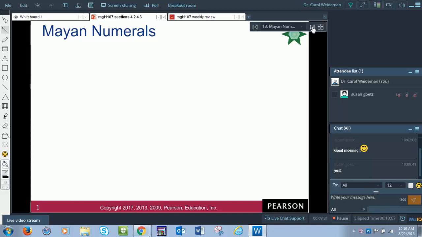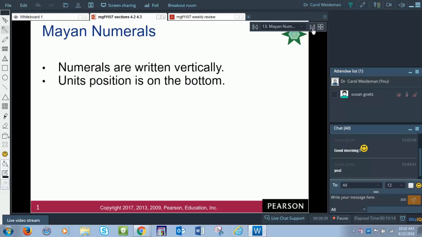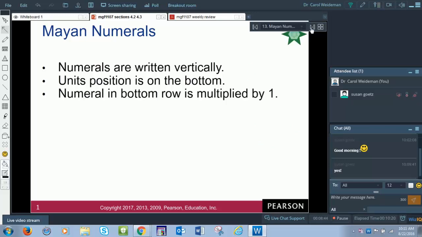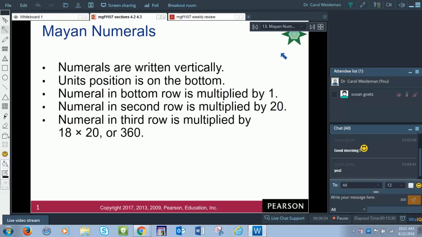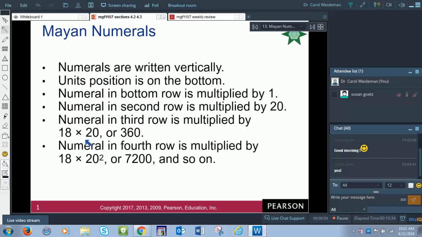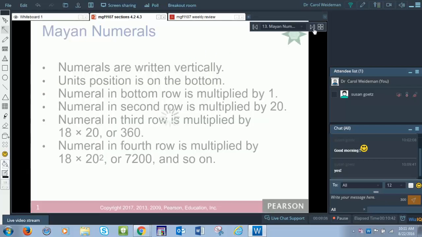Now we go to the Mayan. Okay, and the Mayan were written vertically. Remember, the Chinese ciphered system that we had last week was also written vertically. The unit positions are on the bottom, just like that Chinese system. We work up. The numeral in the bottom row is multiplied by 1. Now this system's really confusing. The next positional value is 20. And then the next positional value is 18 times 20, or 360. And then the next one is 18 times 20 squared, and so forth. So this one's a strange one because the base doesn't really stay the same for each of the positions.